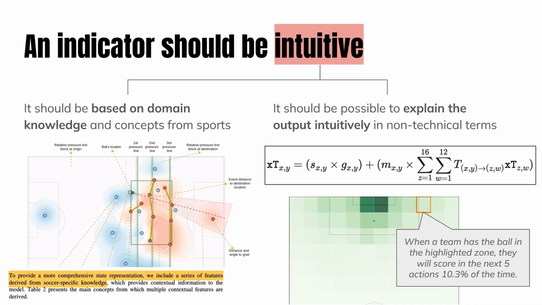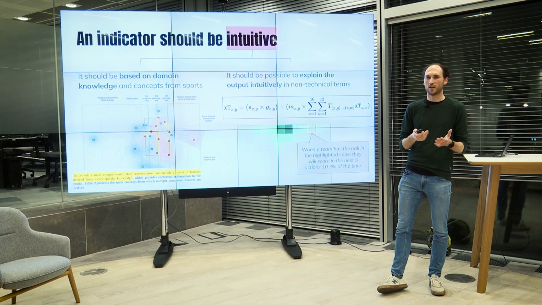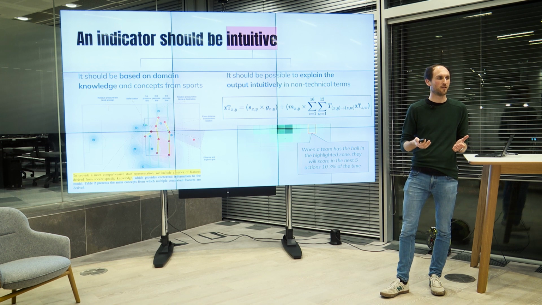Then third, it should be intuitive and easy for non-machine learning experts to understand. And I think here it helps if you base it on domain knowledge and concepts which domain experts are already familiar with. For example, if you would design a machine learning model, I think it's good practice to design your state space around concepts that domain experts are familiar with, rather than using the raw data as inputs. As an example, if you would design a model to measure the value of passes, you could use features like whether a pass is a line-breaking pass and how much pressure there is on the player who gives the pass.